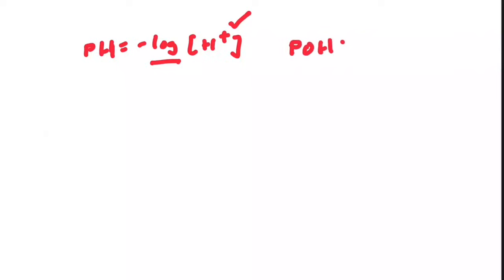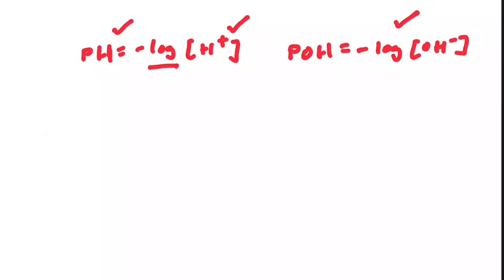pOH. This is how we measure the concentration of OH-. So pOH, as you've guessed, will be minus log of OH-. So this is pH and this is pOH. Remember that we said H+ multiplied by OH- is equal to 1 times 10 to the minus 14.